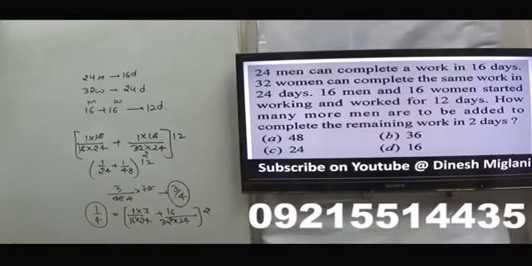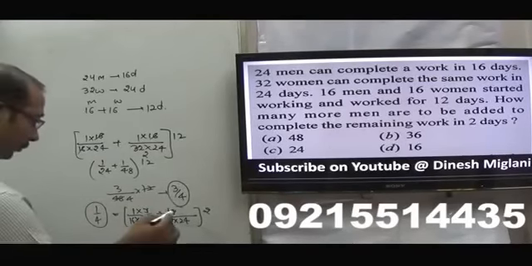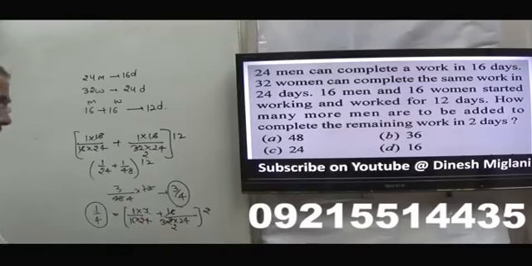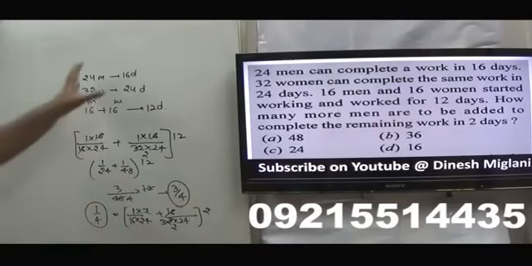Because here, how many more men have to be added? Just solve it and find the value of x. Because here there is a lack of space. Otherwise, you can easily answer it without any hassle.